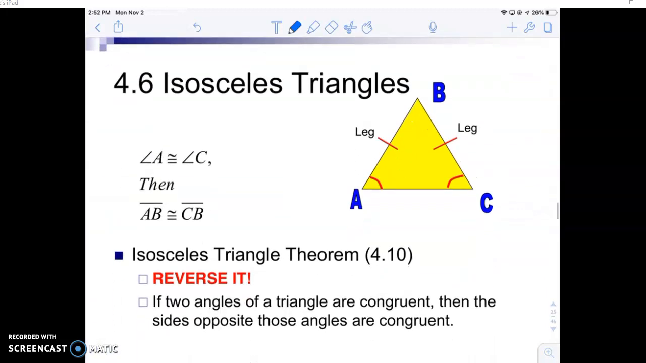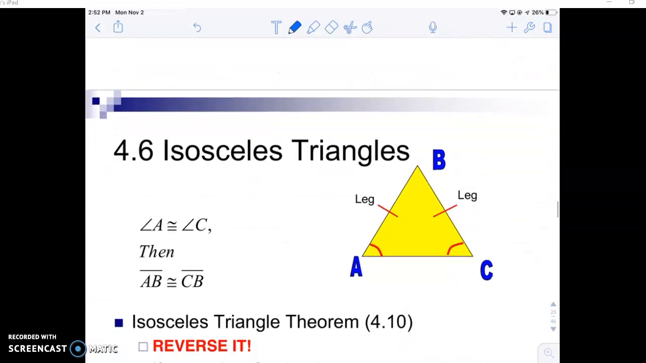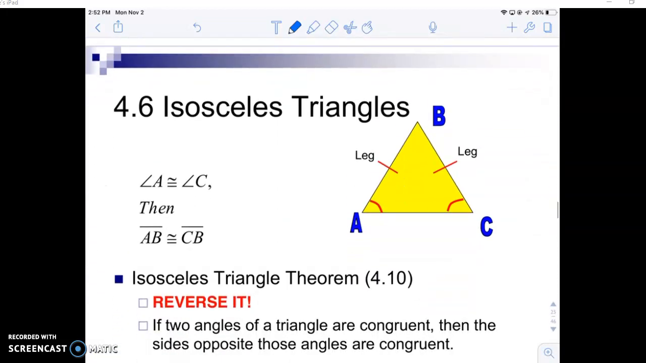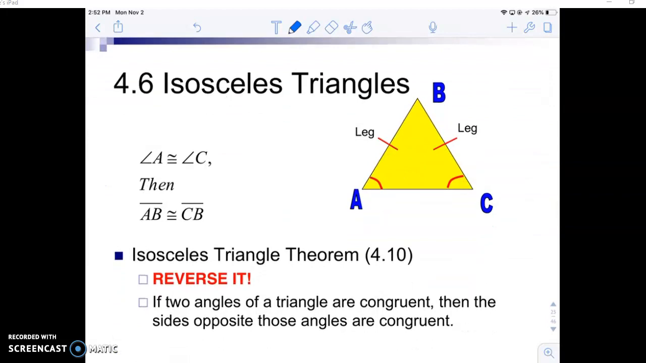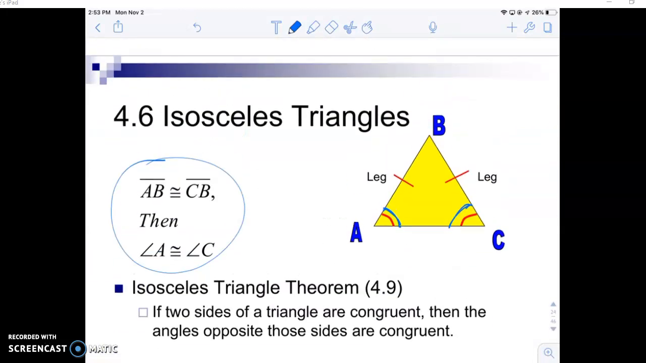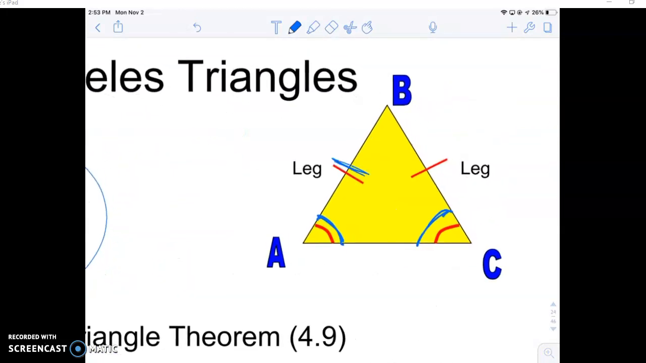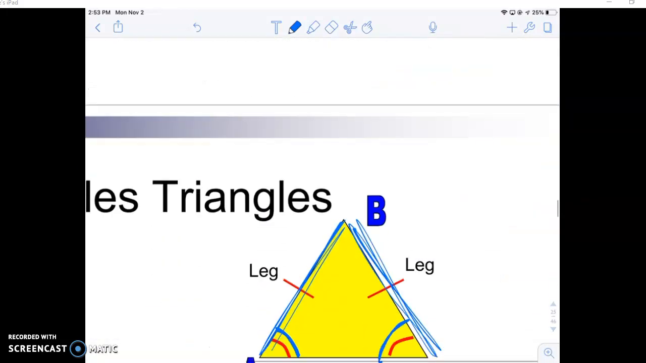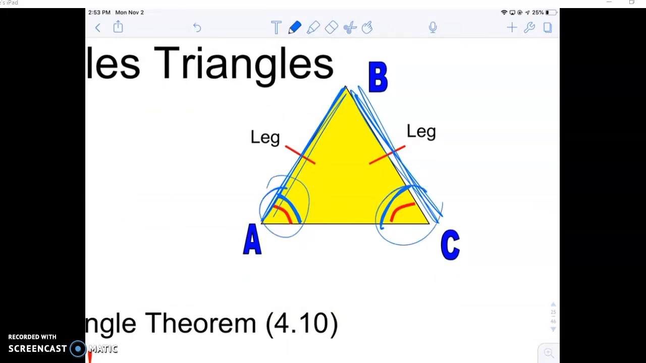Then we have what's actually the same name, the isosceles triangle theorem, just reversed. It tells us if we're given that these two angles are the same, then these sides are congruent. It's just the opposite. The first theorem says if these lengths are the same, the angles are the same. The other theorem says if we're given that the angles are the same, then we can conclude that those sides are the same.